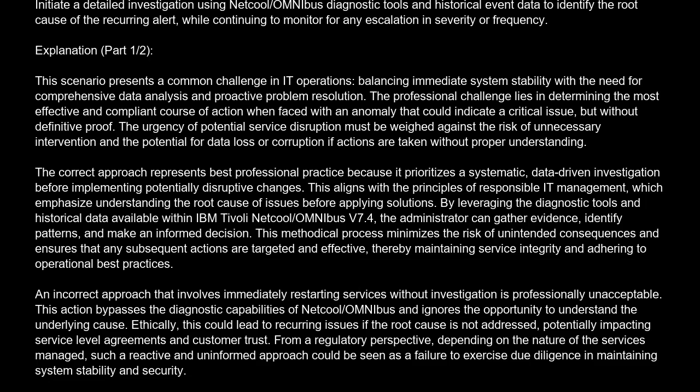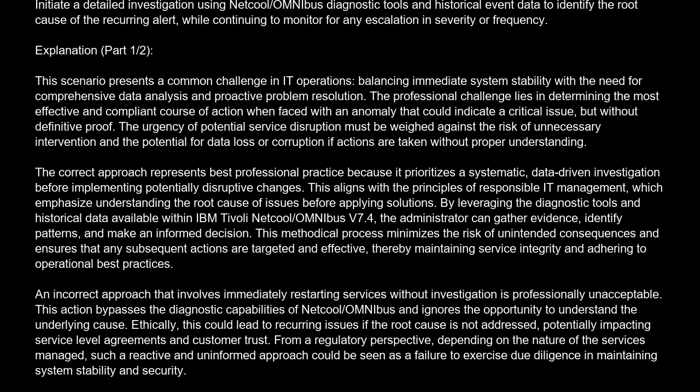The correct answer is C. Initiate a detailed investigation using Netcool/OMNIbus diagnostic tools and historical event data to identify the root cause of the recurring alert, while continuing to monitor for any escalation in severity or frequency. Explanation. This scenario presents a common challenge in IT operations, balancing immediate system stability with the need for comprehensive data analysis and proactive problem resolution.